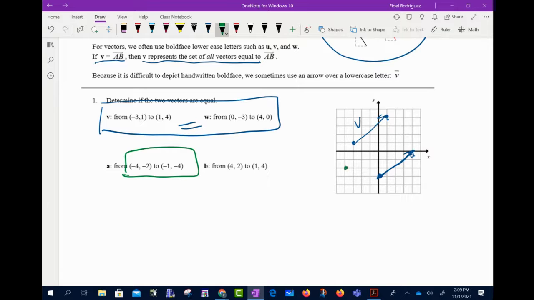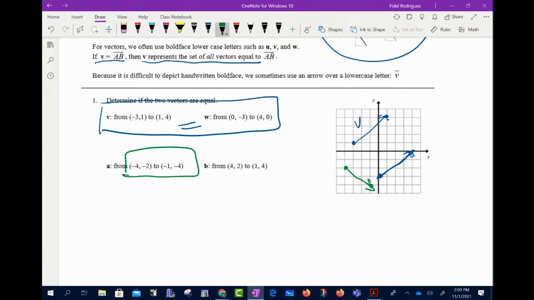And then -1, -4 should be 1 to the left and 1, 2, 3, 4 down. So everybody agree that's what that vector looks like? Okay, and then let's do the next one, from 4, 2 to 1, 4.